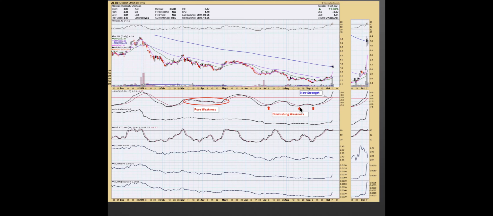We had another one back here. It didn't amount to much. We got one back here, and it was still diminishing weakness at that time because it was still very low below the zero line. But then it started to climb. You started to see margin between it and its signal line, and that was a sign of new strength. You know for sure it's new strength because the PMO did get above the zero line. So that's new strength. That's something you want to be watching for.